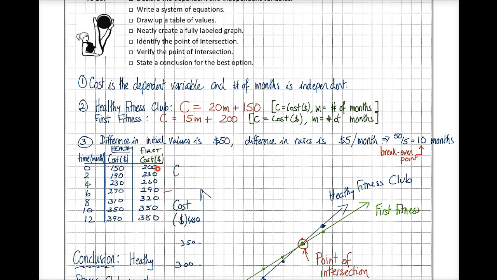Starting value of 150, and this one, the rate of change is 15, but since we're going up by 2 here, we'd go up by 30. In this case, the rate of change is 15 for First Fitness. I see it over here. So for every 2 months, this one will go up by $30. And we see that again at 10 months, they're the same.